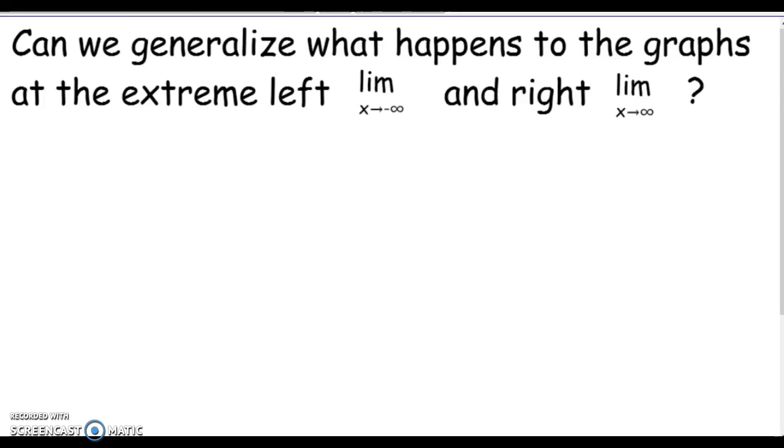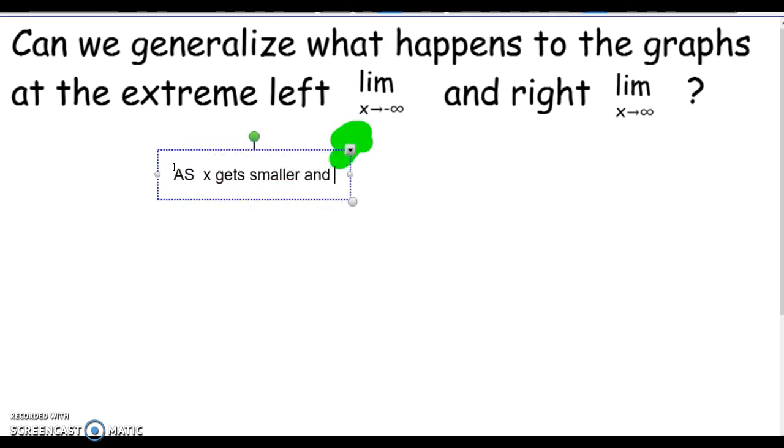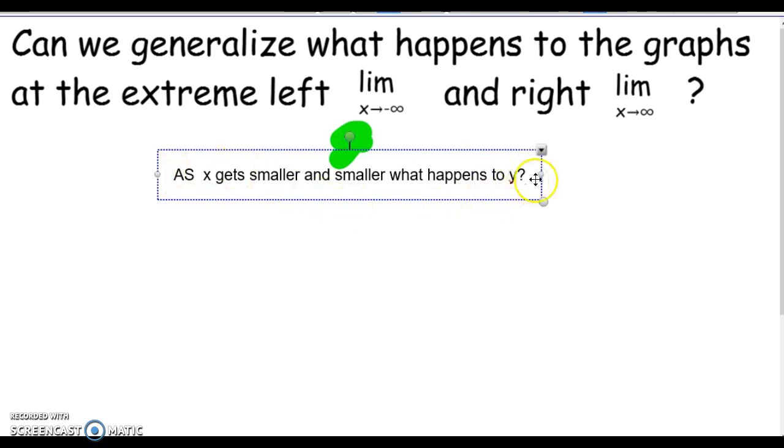All right, here is the one kind of new concept, and it says, can we generalize what happens to the graph at the extreme left? And we say the limit as x approaches negative infinity, and on the right, what is the limit as x approaches positive infinity? So basically, here's what's happening. This just means, as x gets smaller and smaller, what happens to y? That's really what is happening right here.